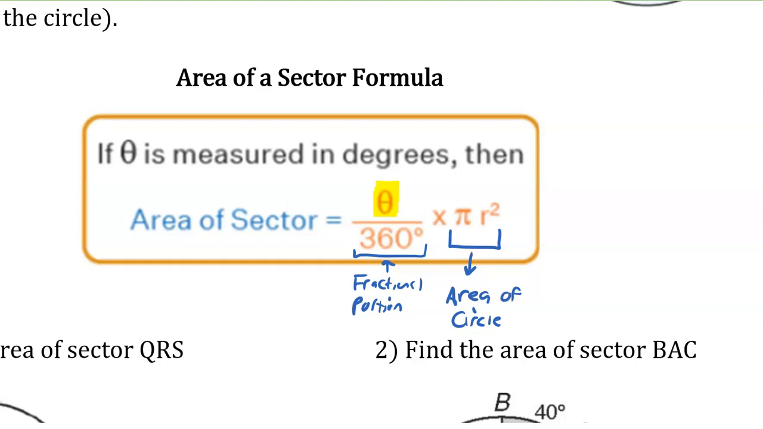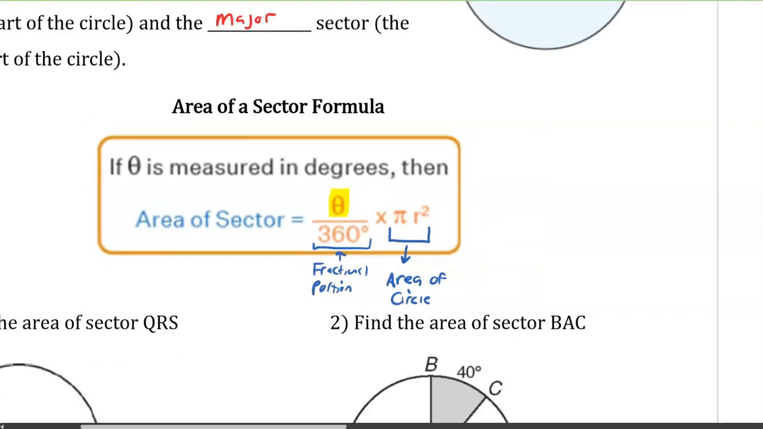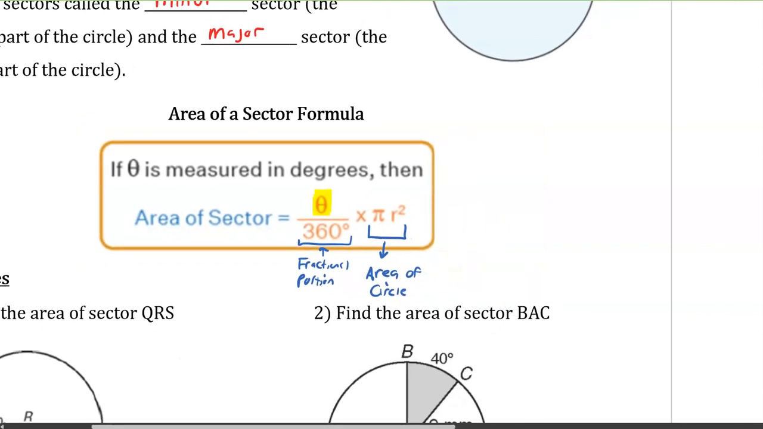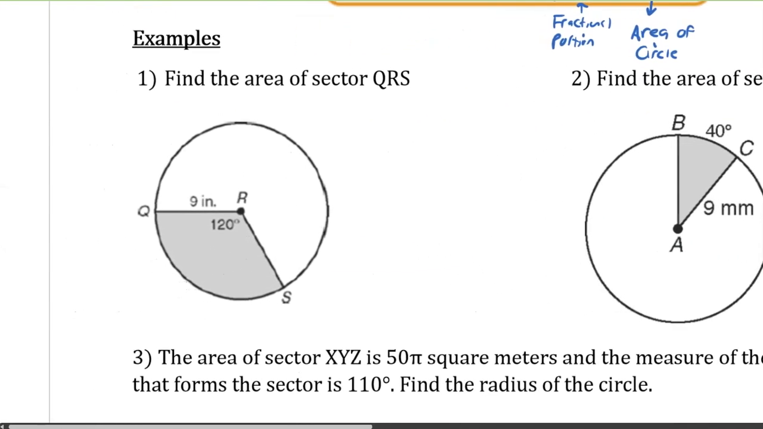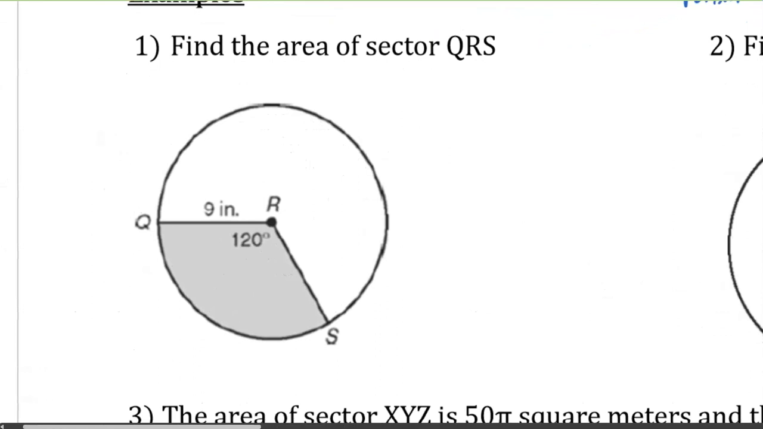Now, for all intents and purposes, we want to try to write our answer in terms of pi when we're finding area, and you'll see in other examples where we might have to apply decimals to get our answer in our calculator. So let's do a few examples. We're going to start with example number one. Find the area of sector QRS, okay?